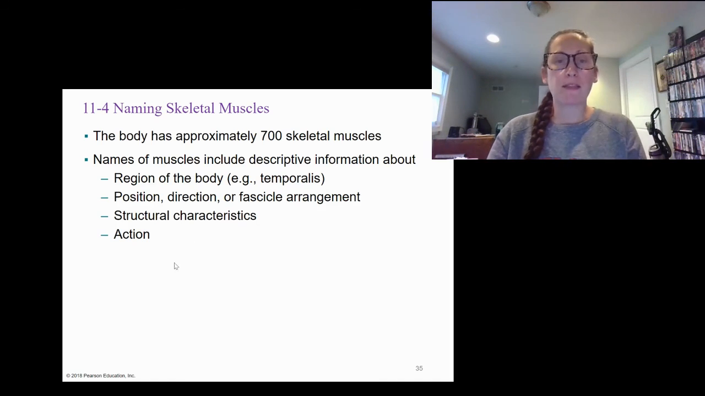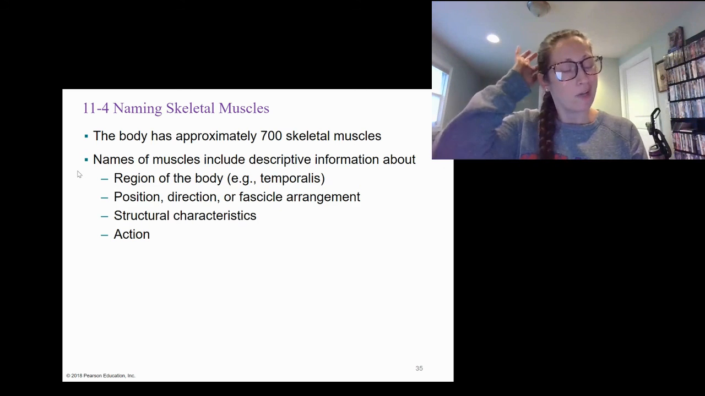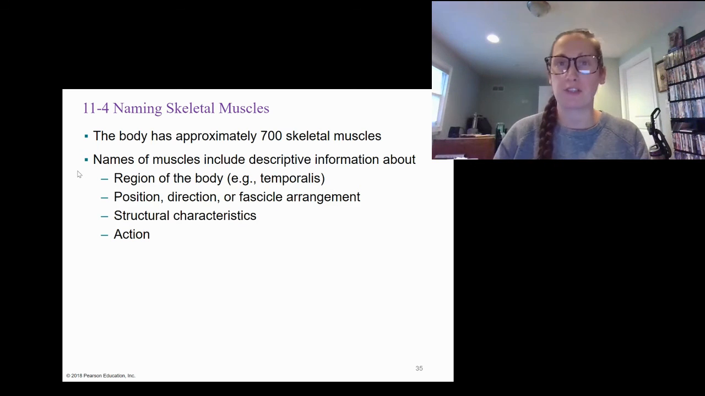All right, heading into the last part of our overview here, we have to name a lot of muscles. So you've got roughly around 700 skeletal muscles. I promise you're not learning those. You're going to learn a fraction of the amount of muscles, not even what we normally do. And there are numerous ways in which we have named them. And here are just a few of the characteristics we use to name things.